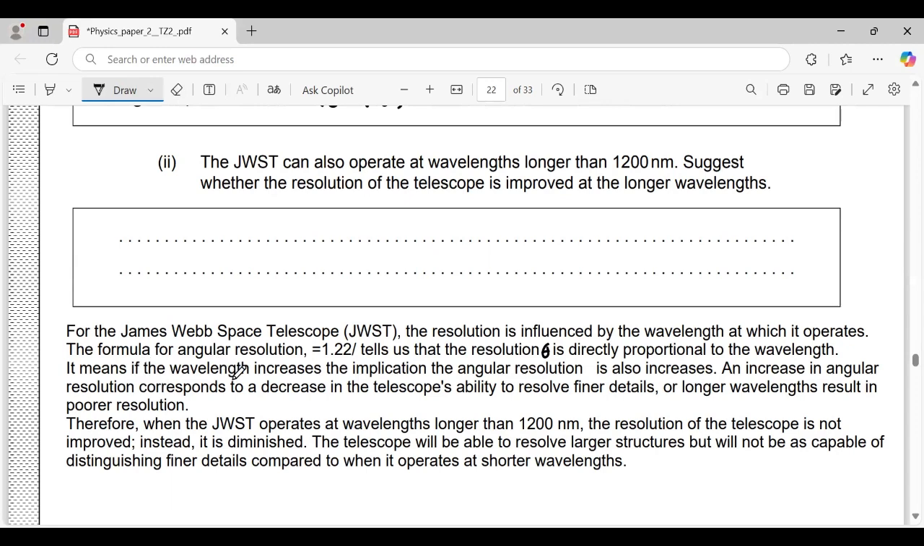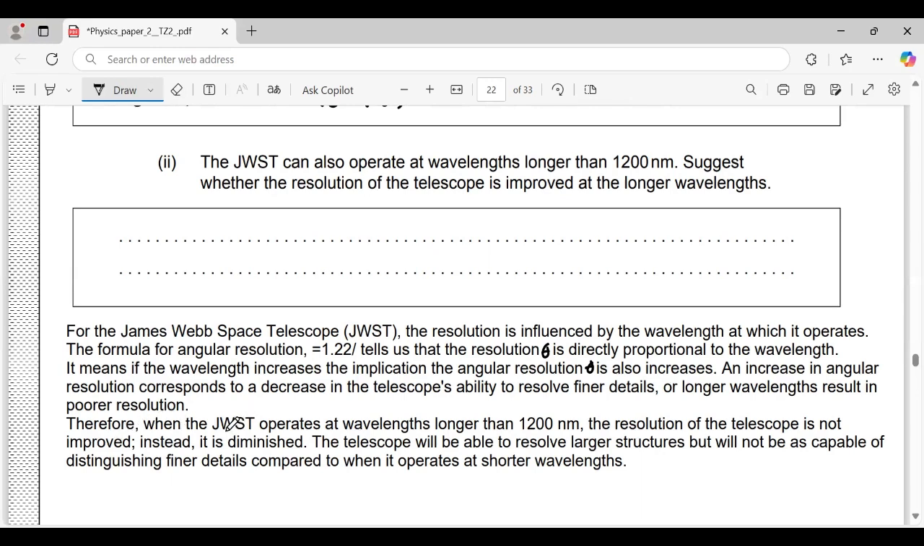It means that when the wavelength lambda increases, the angular resolution theta also increases. An increase in angular resolution corresponds to a decrease in the telescope's ability to resolve finer details, so longer wavelengths result in poorer resolution.